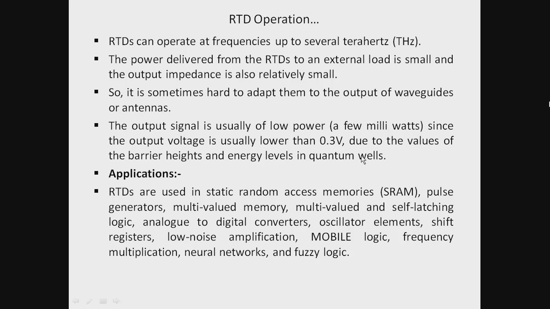And what are the applications of the resonant tunneling diode? RTDs are used in static random access memories, pulse generators, multi-valued memory, multi-valued and self-latching logic, analog to digital converters, oscillators and oscillator elements, shift registers, low noise amplification devices, mobile logic, frequency multiplication, neural networks, and fuzzy logic.